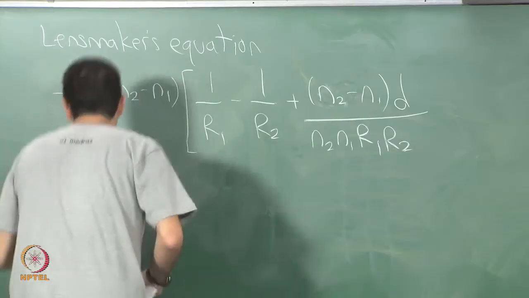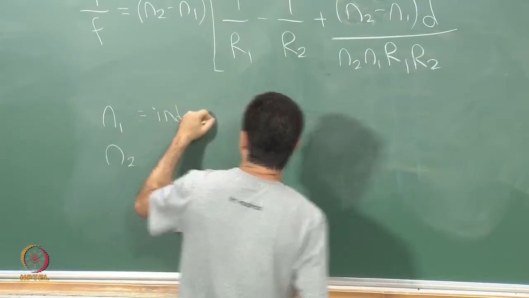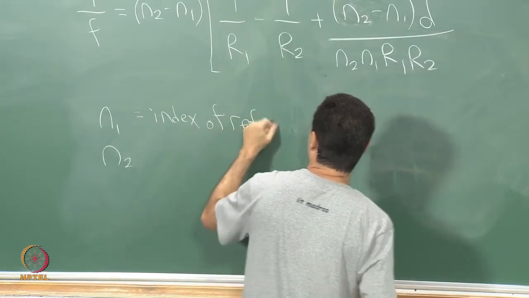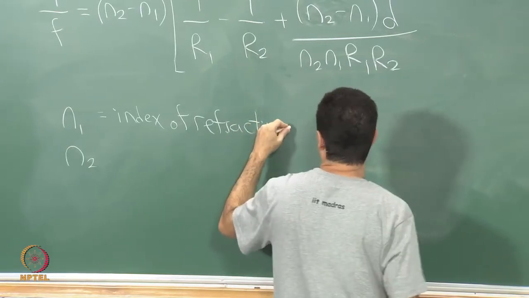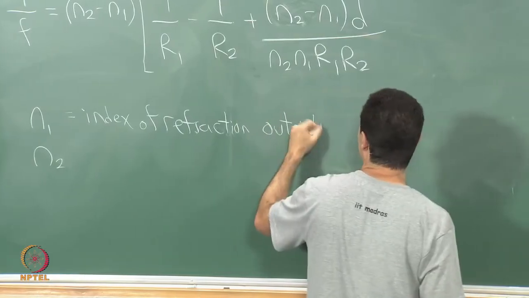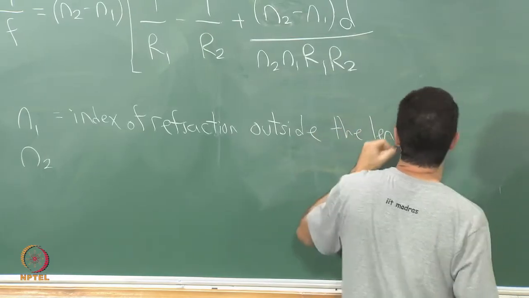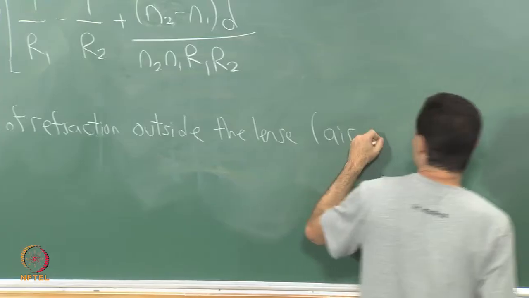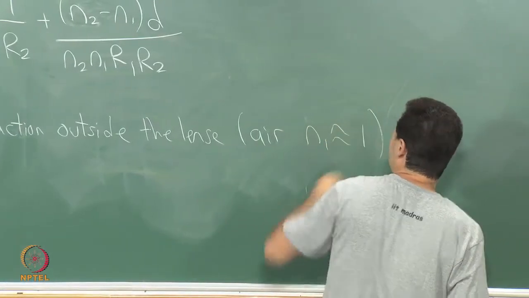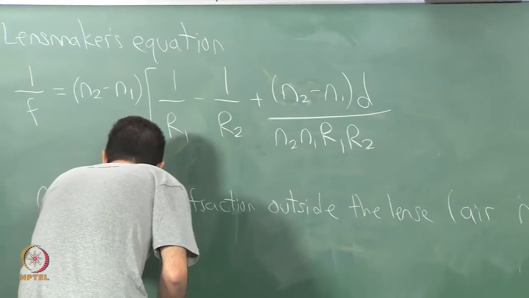And then, N1 is the index of refraction, let's say outside of the lens, to make it very clear, the ambient, the air outside of the lens. Usually we mean air, and usually N1 is approximately equal to 1. But you can put your lenses under water and it will do something different, right? It'll behave in a different way. So this is the index of refraction for the lens material.